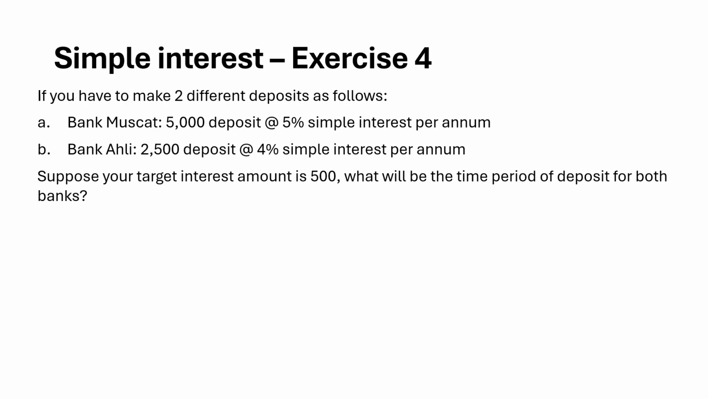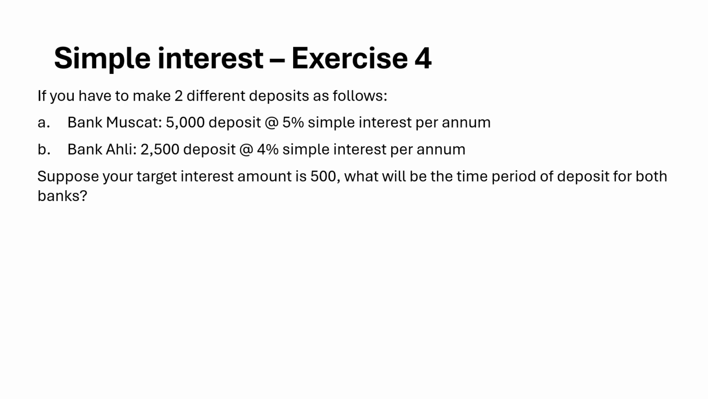Okay, we will solve one more. Suppose you have to make two different deposits as follows. A. Bank Muscat, 5,000 deposit at 5% simple interest per annum, per year. B. Bank Ahli, 2,500 deposit at 4% simple interest per annum. Suppose your target interest amount is 500. What will be the time period of deposit for both banks? So we need to find out T. So what will we do first?